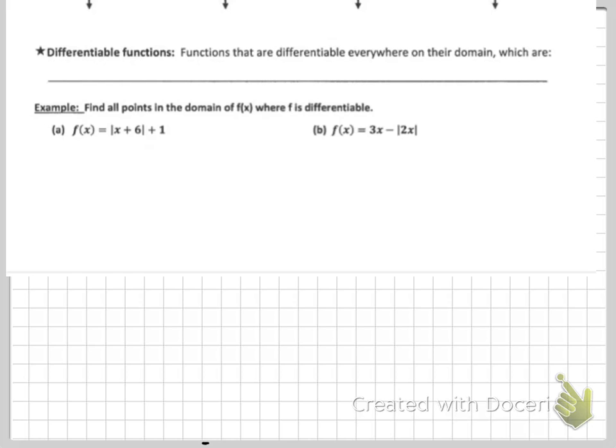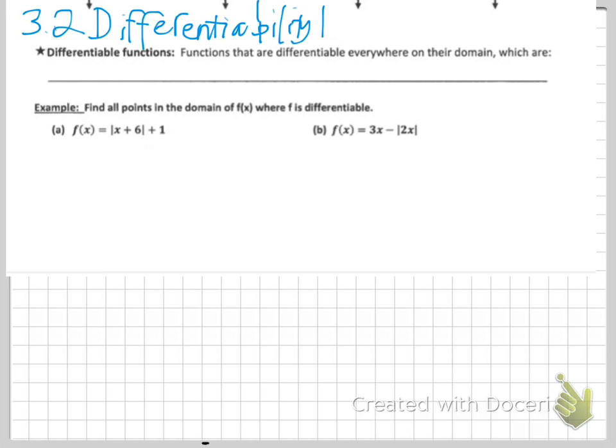I'm giving you guys notes on your 3.2 differentiability launch. Sorry, no stylus this morning, so I don't know if it's going to be even messier. Okay, this is part 2, or continued.